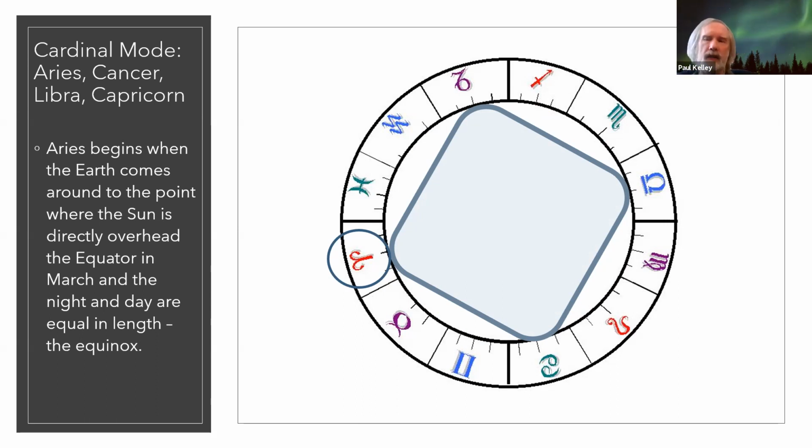Aries begins when the Earth comes around to the point where it's alongside the sun and the sun is directly overhead the equator in March. The day and the night are equal length, hence the name equinox, because the sun is spreading its energy and light out to the northern hemisphere and the southern hemisphere equally.